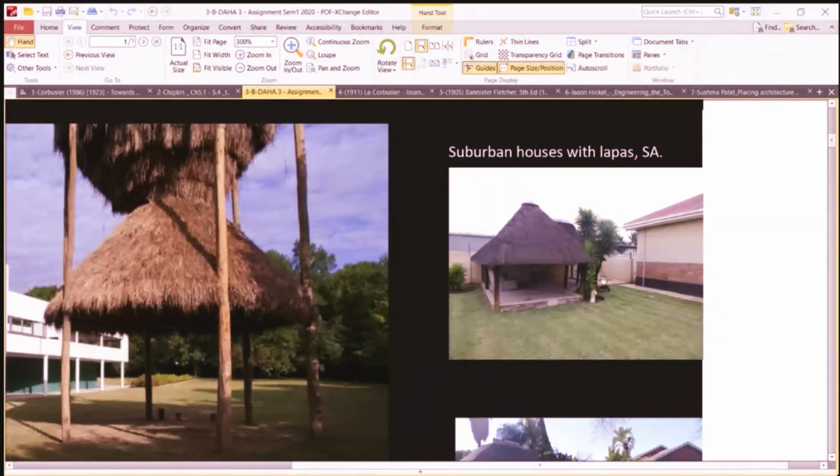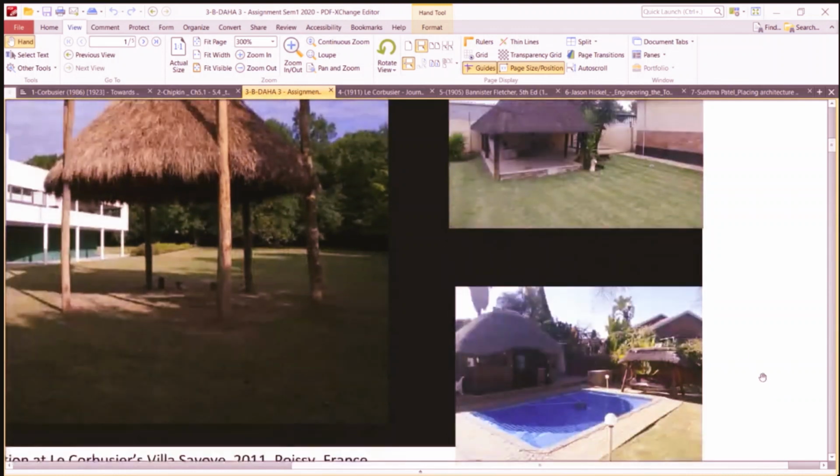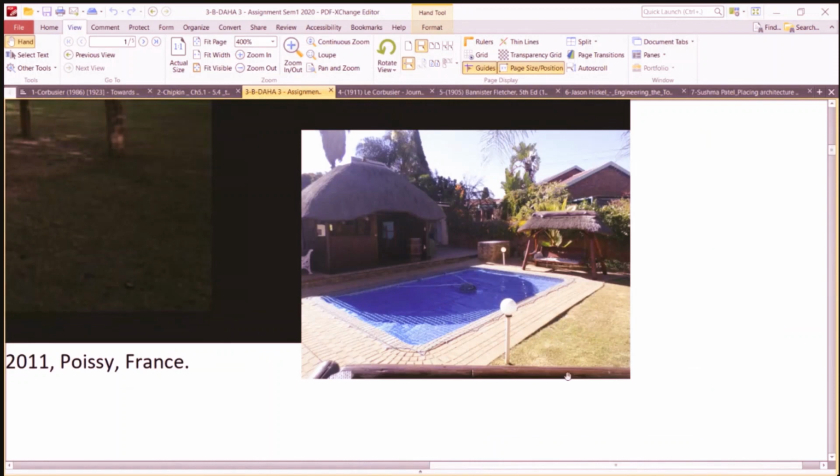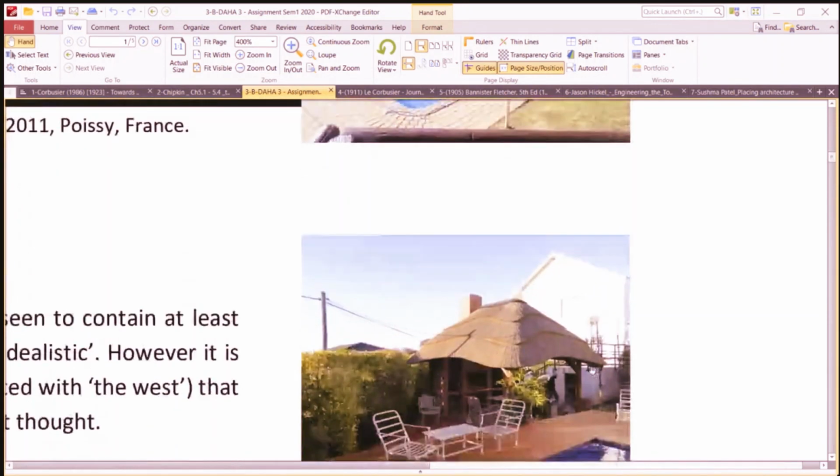So these are images I pulled out of property websites. And I was amazed about how many images I could find of lapas next to modern suburban houses. Look how many I found. Here's a lapa and a lawn next to a suburban house. It seems so benign. It seems like something we've all seen, isn't it?